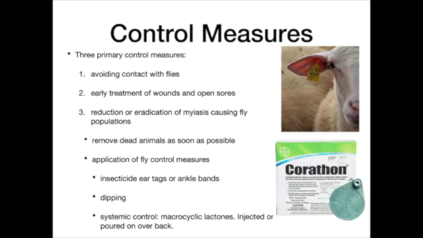If an animal dies, they need to remove the carcass as quickly as possible. Pastures and areas the animals occupy on a regular basis are very often patrolled. And they will also apply different types of chemical measures. This is done through ankle bands, which are insecticide-impregnated, and ear tags.